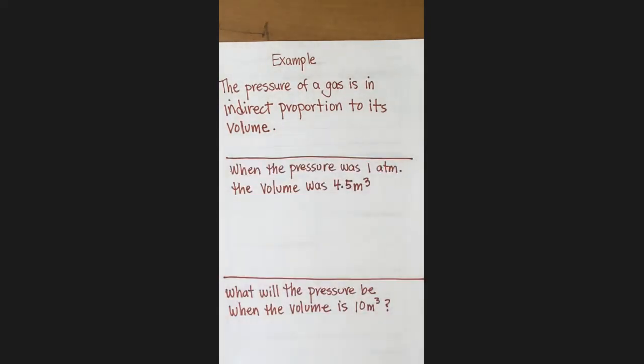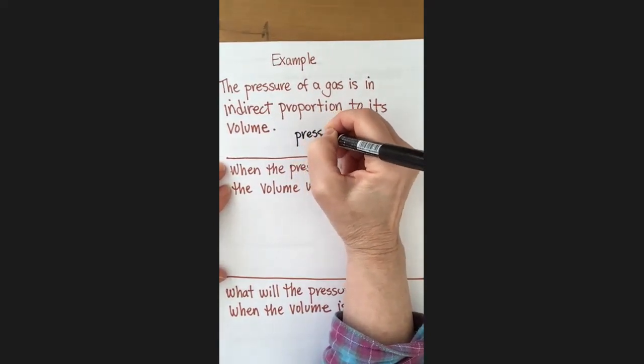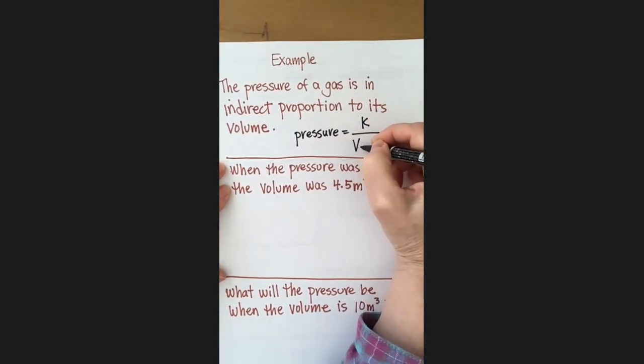The pressure of a gas is in indirect proportion to its volume. When the pressure was 1 atmosphere, the volume was 4.5 cubic meters. What will the pressure be when the volume is 10 cubic meters? So the first step is to set up the proportion. So in this example, we have pressure equals K divided by volume. Pressure is in indirect proportion to volume.